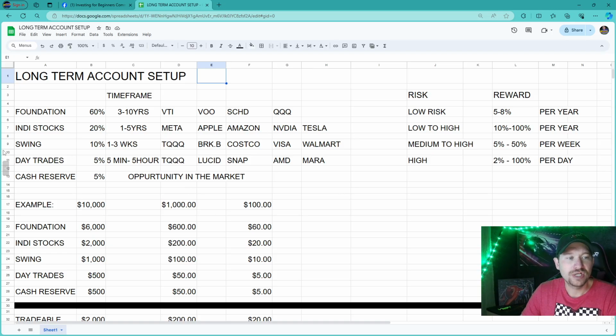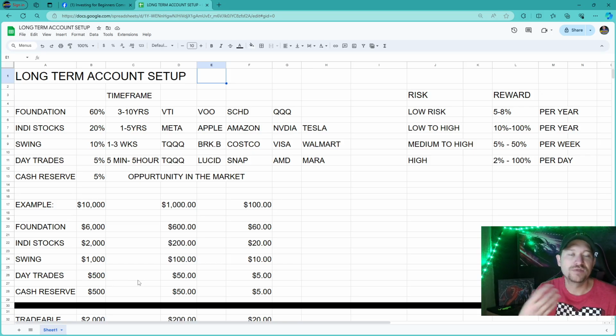Now, day trades would be the final category of active type investing. We're looking at a 5 minute time frame to 5 hours, but you wouldn't hold any longer than that single day. I myself like to day trade more than any other type of category on this list. Now, 5% of 10,000, you're looking at about 500 bucks to make this setup work.